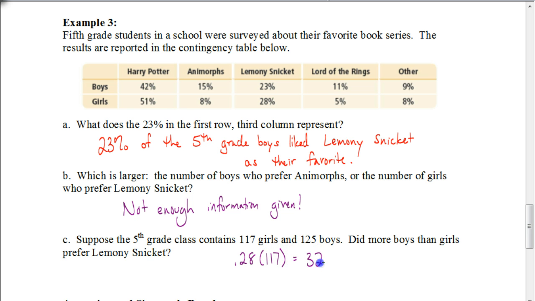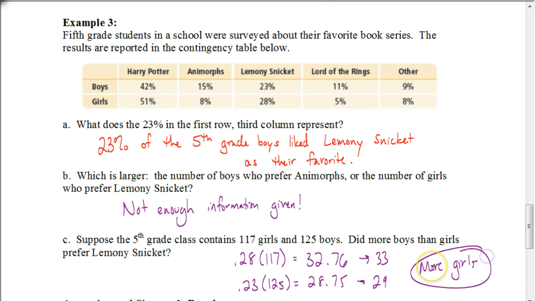Well, that gives you 32.76, or approximately 33, because obviously we don't have 3/4 of a student. So that's approximately 33 girls, I should say, that preferred Lemony Snicket. And for the boys, 23% of the boys said that they like that, and there's 125 boys in the class, so 23% of 125 gives us a total of 28.75. Or again, we can round that to 29, and we can round this to 33. So we can see that there's more girls than boys that preferred Lemony Snicket. So we would say that there's more girls would be our answer.